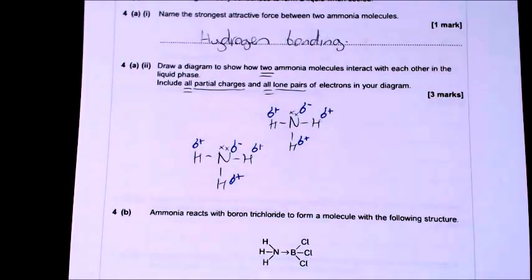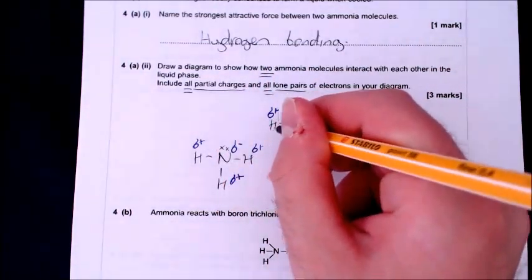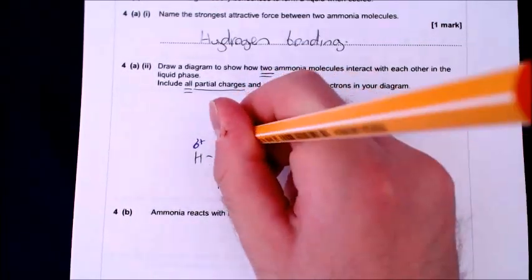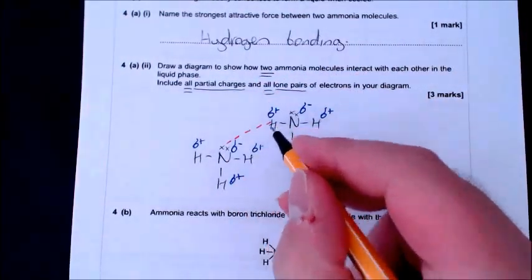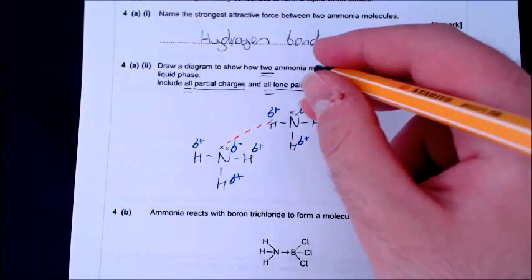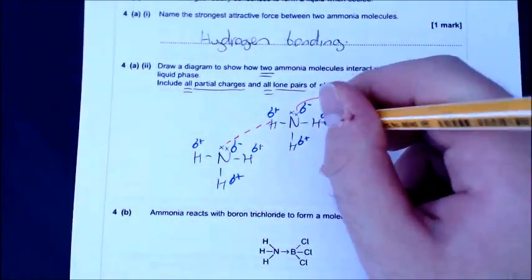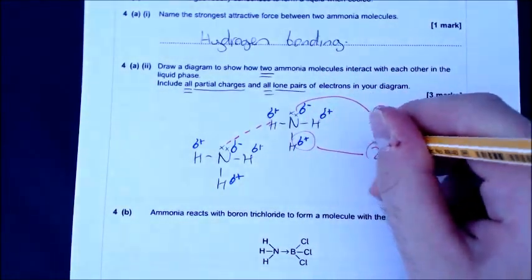So what we're going to do is we're going to draw an interaction. Now the interaction must be between a lone pair of electrons and a delta positive hydrogen. So normally it's good to represent the interaction with a dotted line. Now as long as it goes from the lone pair to the hydrogen, then that's all we're really fussed about. Okay, so the marks obviously come into labeling our lone pair. So there's the first mark. The second mark is our partial charges. So that's the second mark.